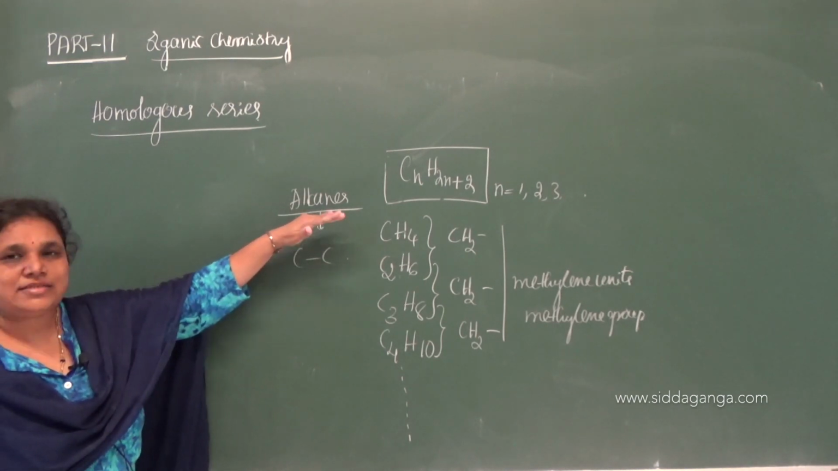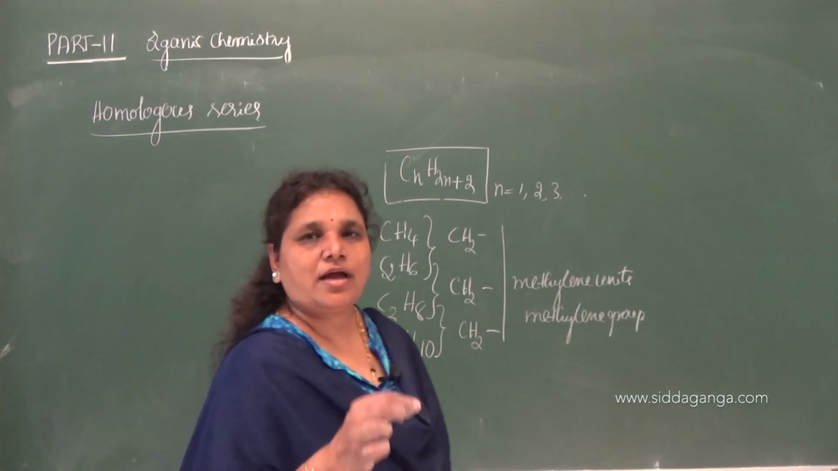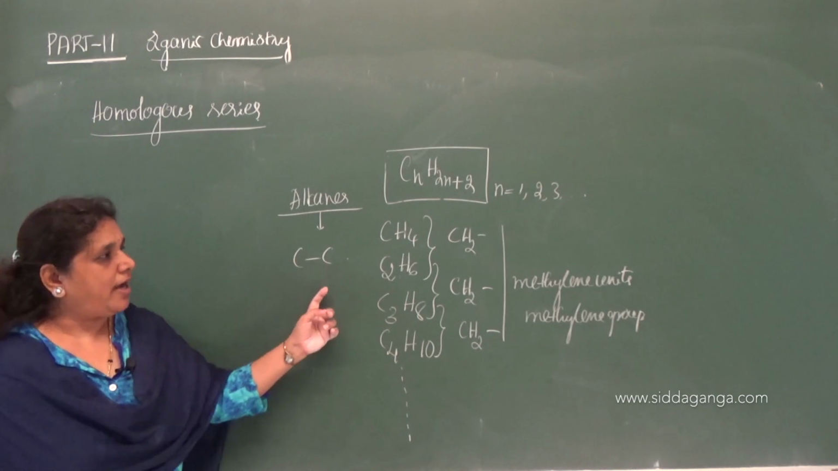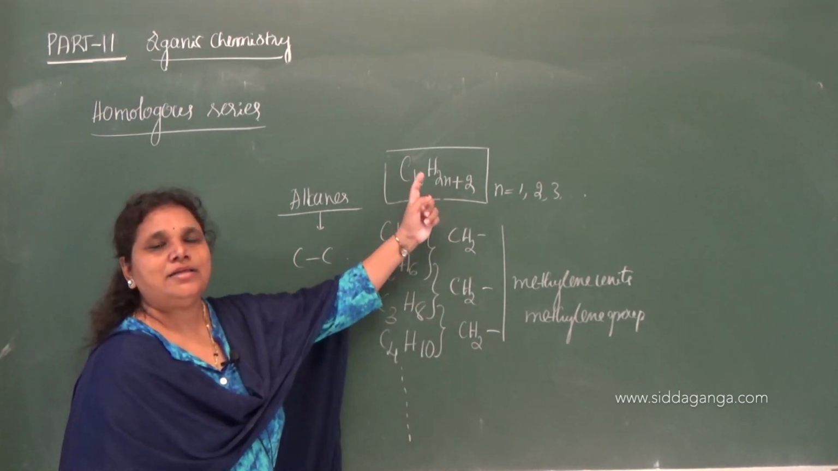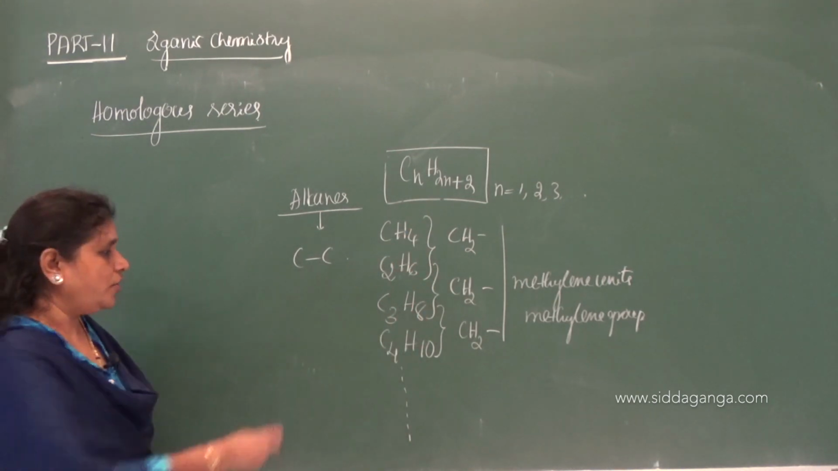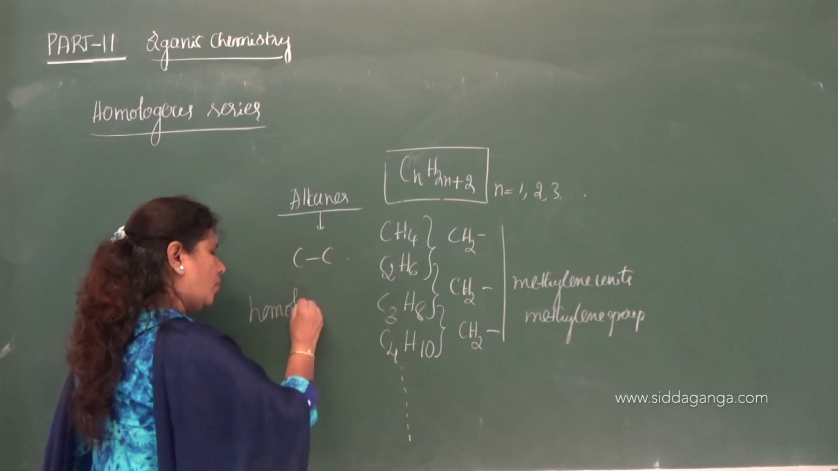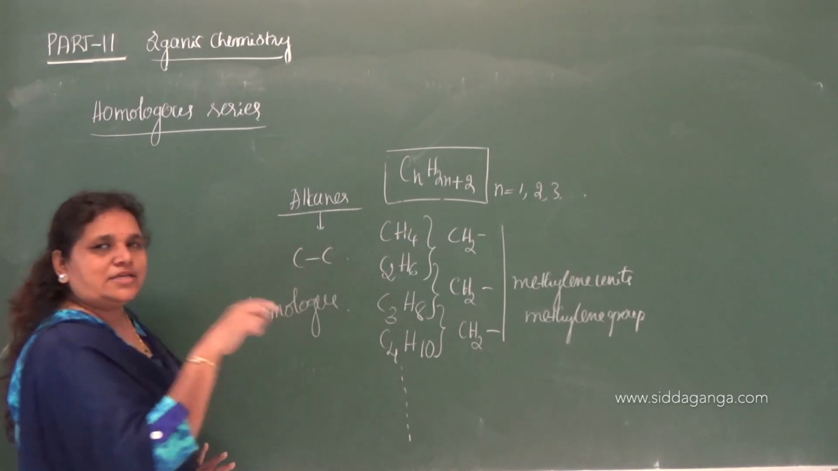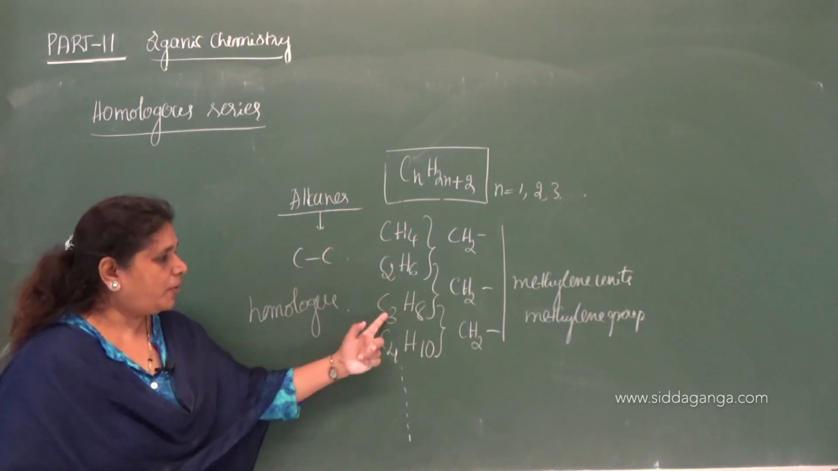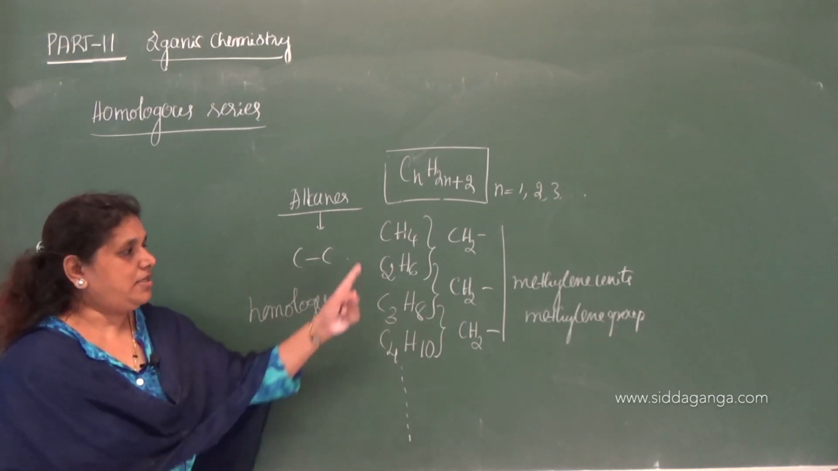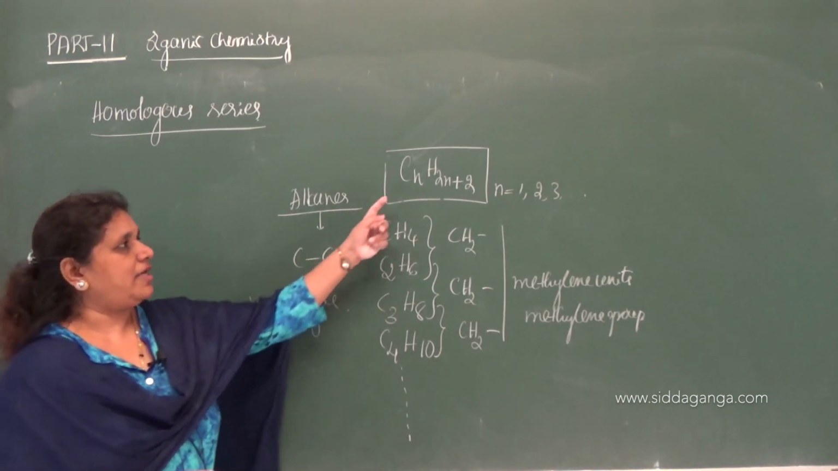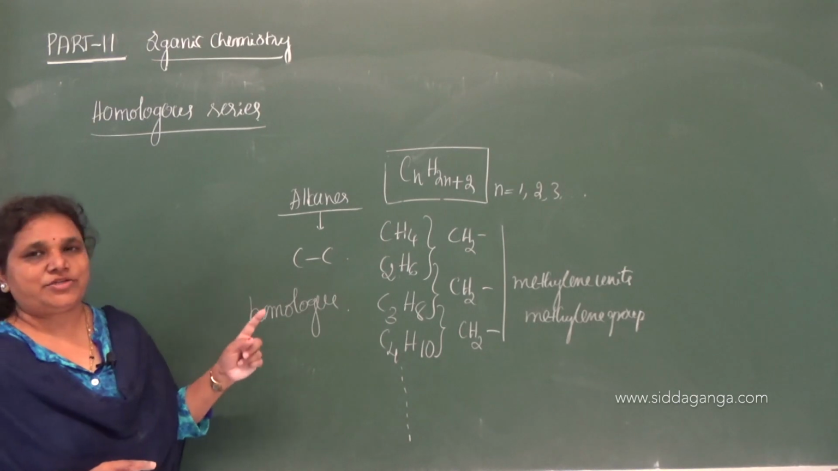Why do we call alkanes a homologous series? Because this is a class of organic compounds containing the same functional group and can be represented by a single general formula. Each member in a homologous series is called a homologue. Methane is a homologue in the alkane series, ethane is a homologue, and propane is a homologue. These are represented by a single general formula, CnH2n+2.